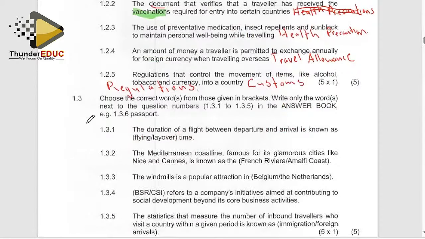Now, in terms of 1.3, they are saying choose the correct word or words from those given in brackets. Write only the word or words next to the question numbers, for example 1.3.1 to 1.3.5 in the answer book. 1.3.6 passport. The duration of a flight between departure and arrival. So between departure and arrival, what we have is referred to as flying time.